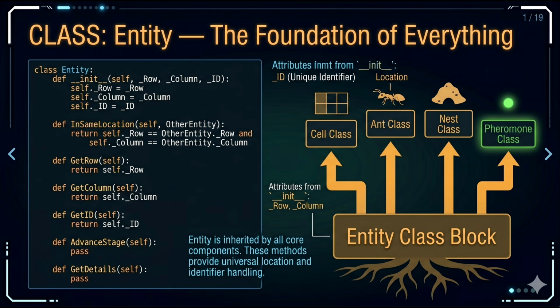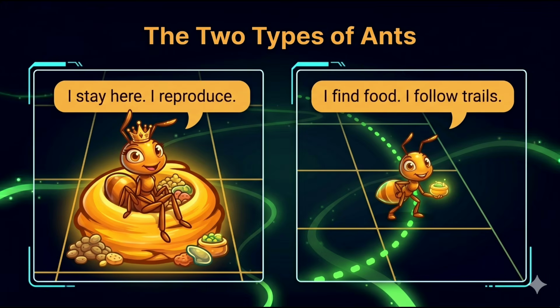Entity has an advance stage method that does nothing. It's a placeholder meant to be overridden. And a get details method that returns an empty string, which is the exact same thing, and would be overridden. From Entity, 4 things inherit: Cell, Nest, Ant, Pheromone. And from Ant, 2 more things inherit: the QueenAnt and WorkerAnt.